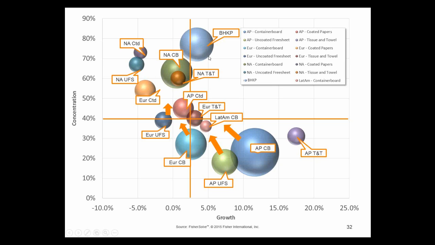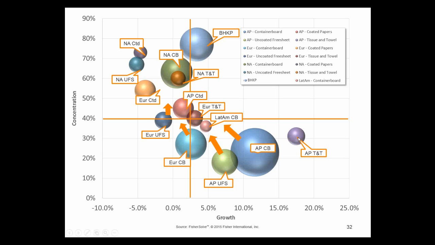Bleached hardwood kraft pulp, as a global business, we don't expect much movement there. The growth is continuing to be there. We don't expect it to move laterally up or down the growth curve. Therefore, we don't expect much concentration to happen at all.